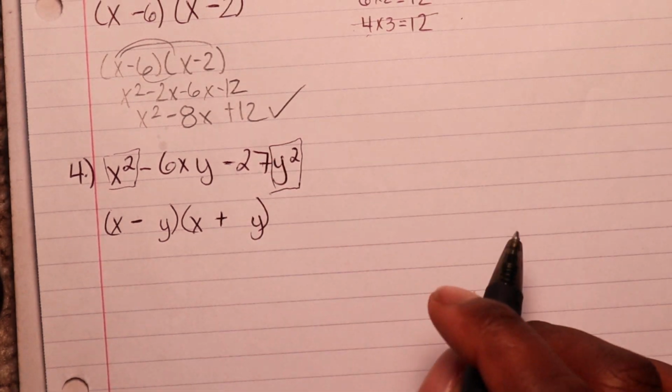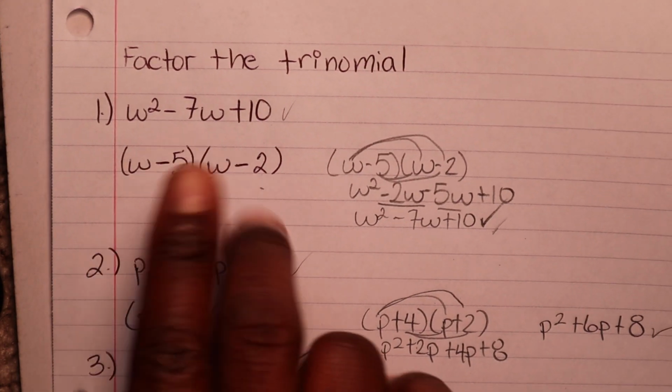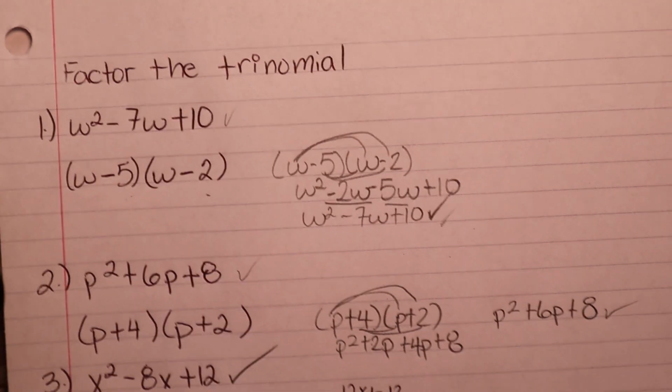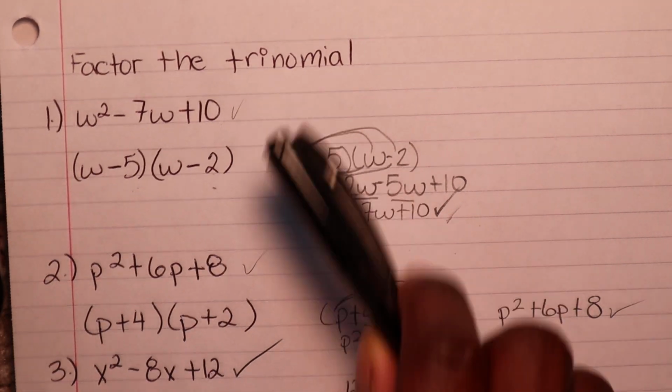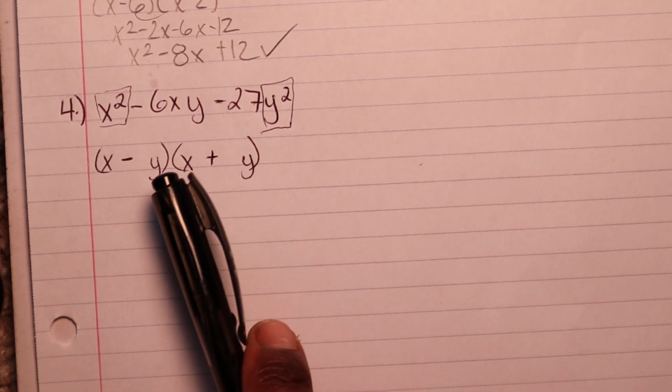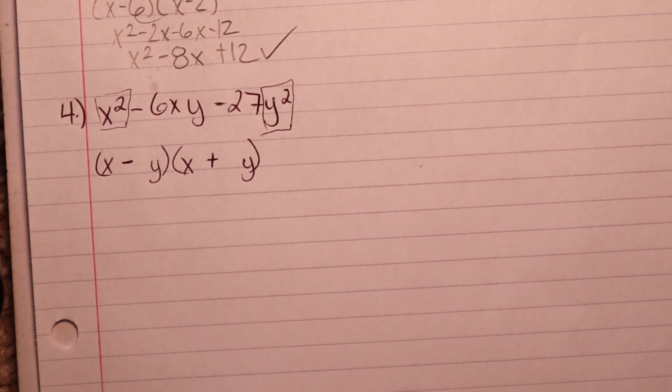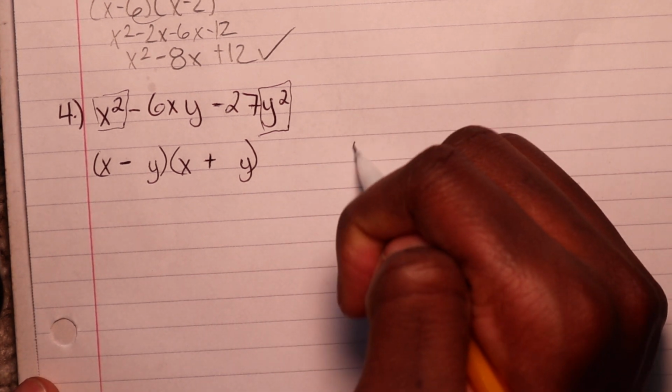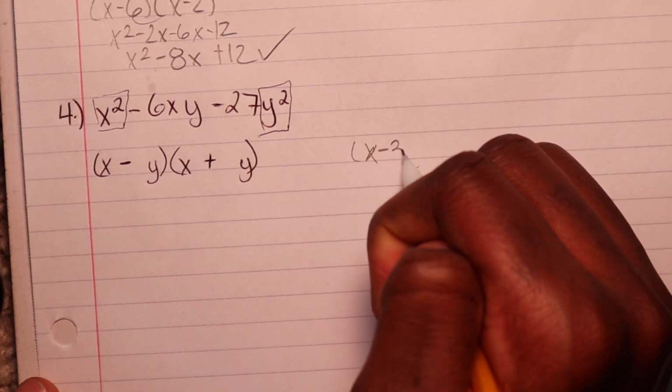So now here's the tricky part. Remember how I was saying that if you accidentally flip these two numbers, you can sometimes get the original question? This one we have to be a lot more careful with. And the reason why I say that is, let's say hypothetically, I'll take out my pencil. Let's say hypothetically we wrote it like this.